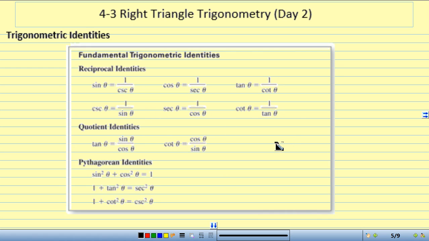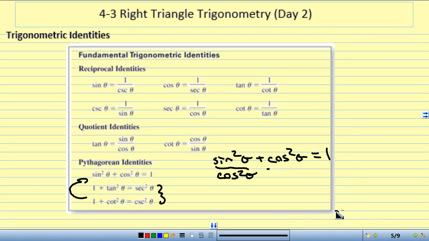So here's more trig functions. Again, memorize them. These come from this one right there. So if I have sine squared theta plus cosine squared theta equals 1, I can divide everything by, I don't know, cosine. Let's just take cosine squared theta. Everything's being divided by cosine squared theta.